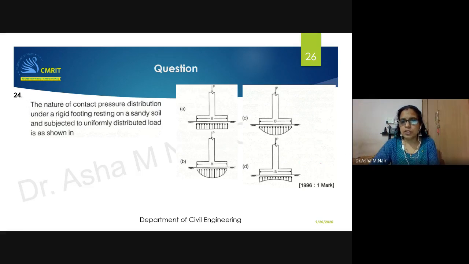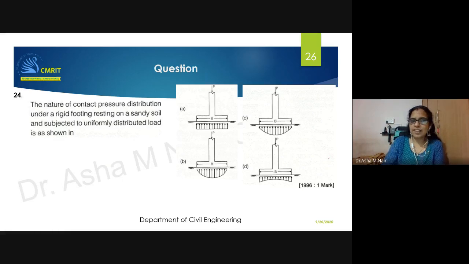Whenever you have to keep in mind, there are two types of footing, a flexible footing as well as a rigid footing. If a footing is flexible, what happens? The settlements will be elastic, whereas the footing pressure will be more or less uniform. Whereas if it is a rigid footing, the settlements will be uniform, whereas the contact pressure will vary. It is going to vary based upon the type of the soil.